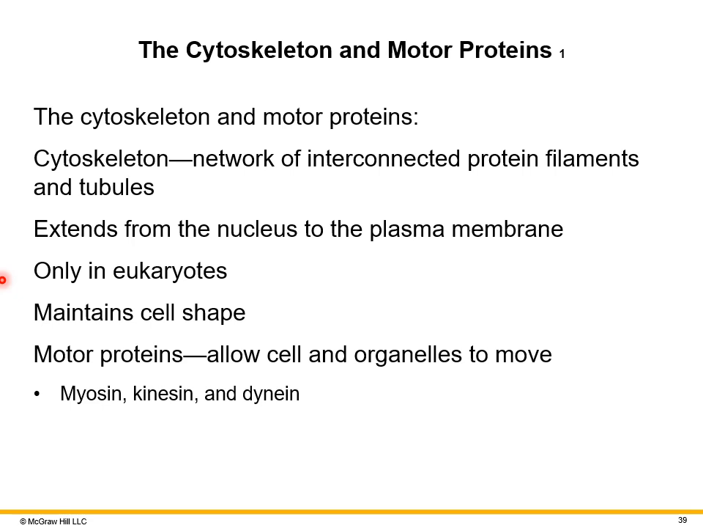So just like our skeletons, they help to maintain the shape of the cell, and the motor proteins work with the cytoskeleton to allow cell movement and movement of the organelles. So examples of motor proteins include myosin, kinesin, and dynein.